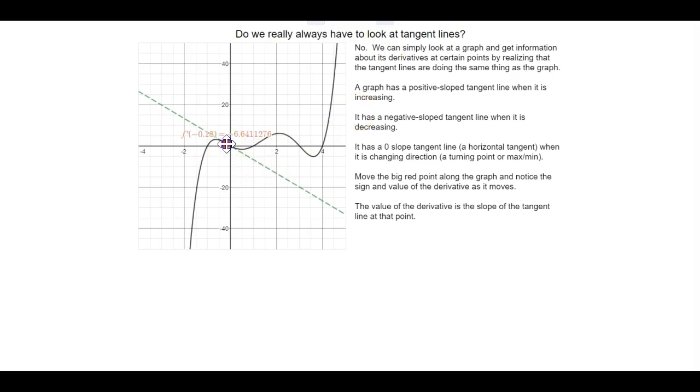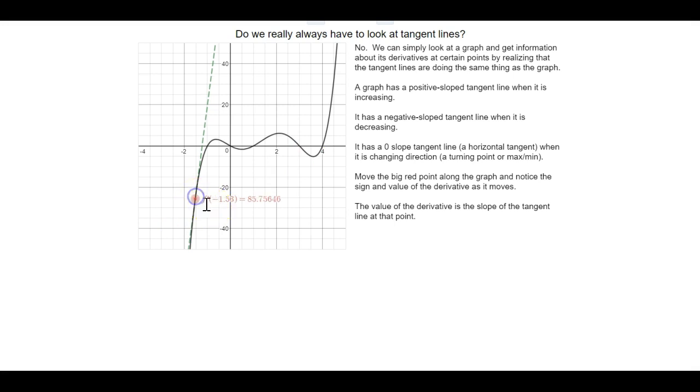So what is the derivative telling us about functions? It's telling us we don't need to look at tangent lines anymore. We can simply look at the graph to get an idea of the derivative and vice versa. So since the derivative is the slope of the tangent line, let's look at what's happening with this graph as we move the tangent lines.